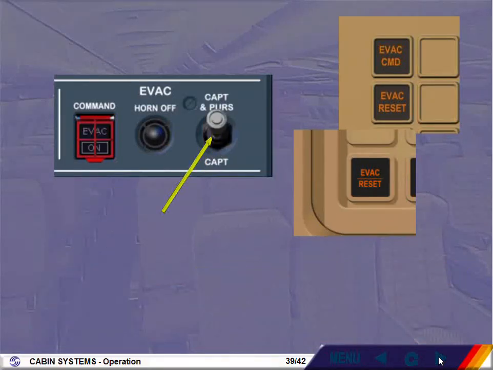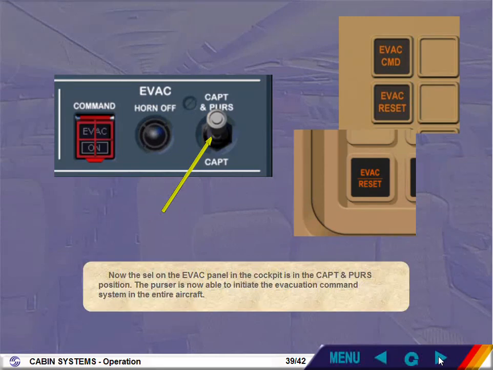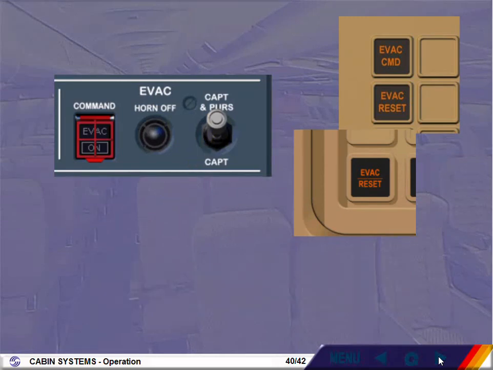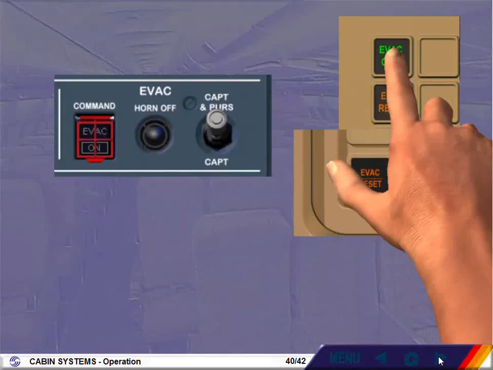Now the selector on the evacuation panel in the cockpit is in the captain and purser position. The purser is now able to initiate the evacuation command system in the entire aircraft. The purser has selected the evacuation command push button on the forward attendant panel.